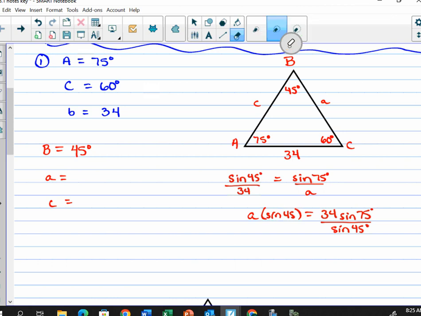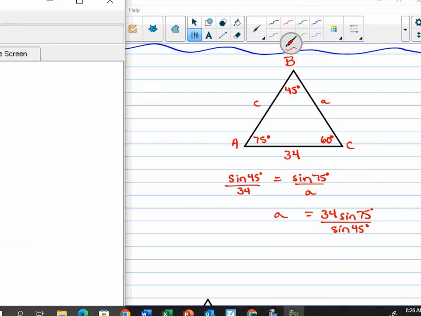abide by that. Are you guys okay with that's what you're keying into your calculator? A times sine 45 is 34 times sine of 75 over sine of 45. Like, algebraically, you understand how I'm getting there? Okay. Couple things on your calculator.